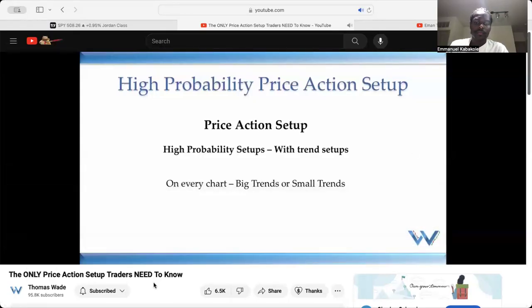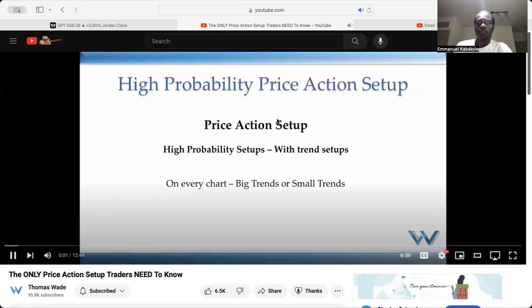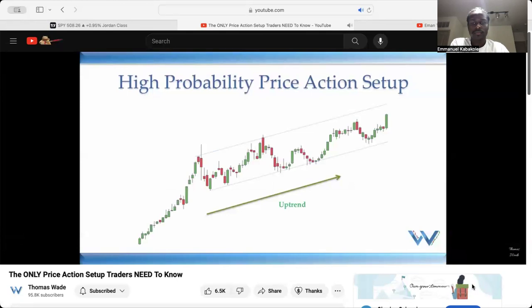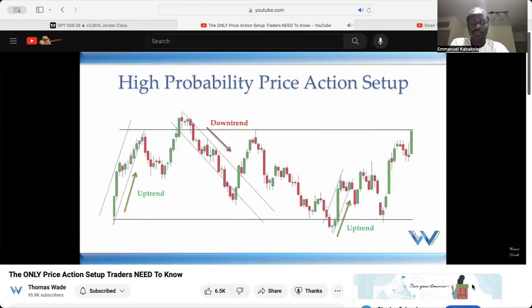There are few high probability setups, but one of the most important high probability setups that we can identify using price action is a with trend setup. Why? Because on most charts, there are multiple trends being present, whether it is a big trend, the large trend for the day, or just a bunch of small trends that are working inside of a trend range.